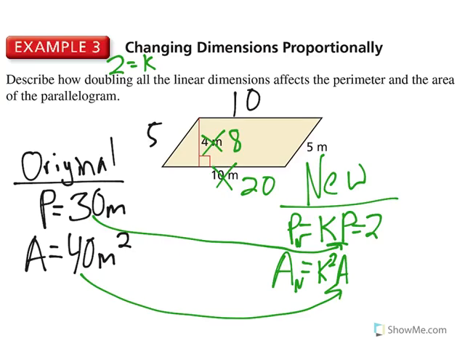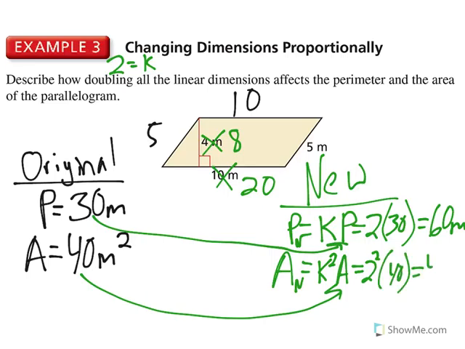So for my new perimeter, I would do 2 times the original of 30, and I end up getting that the new perimeter would be 60 meters. For my area, I'm going to plug in 2 for K, so it's 2 squared times my original area of 40. 2 squared gives me 4, times 40, and when I multiply that out, I end up getting 160 meters squared.